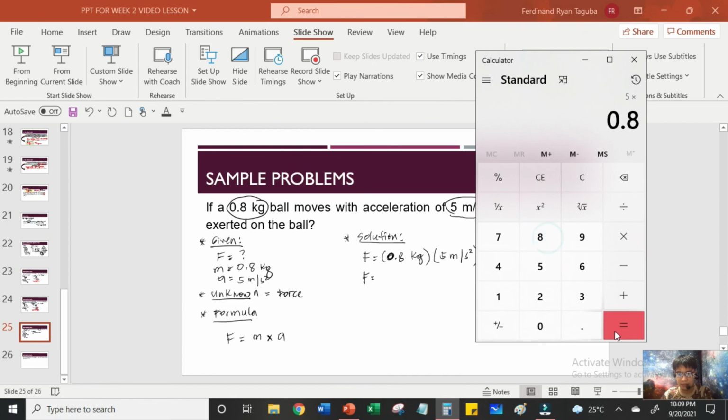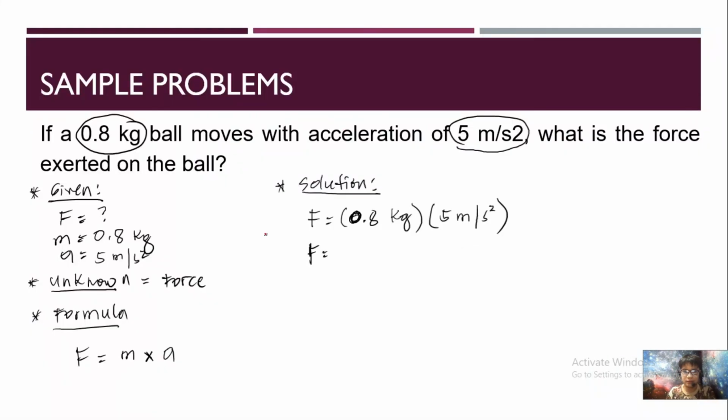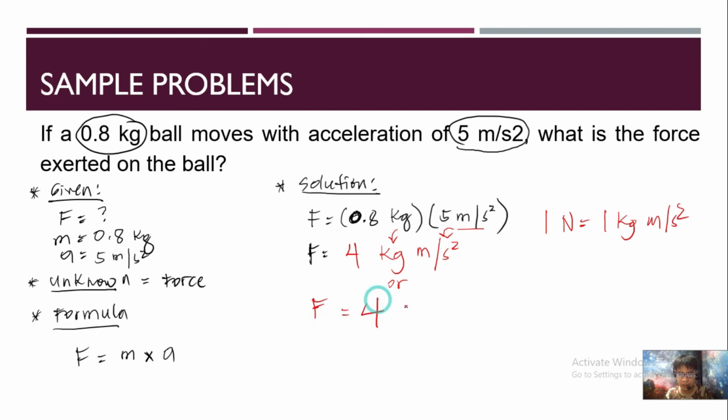So we have here 4 kilogram meter per second squared. Didn't we say that 1 newton is equal to 1 kilogram meter per second squared? So, therefore, the answer is 4 newtons. So, that is our final answer.